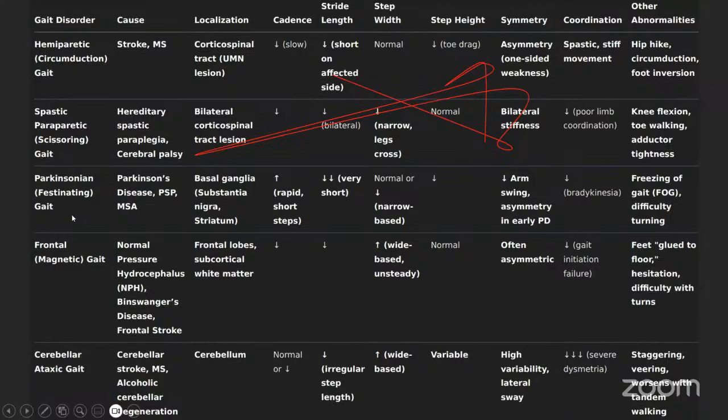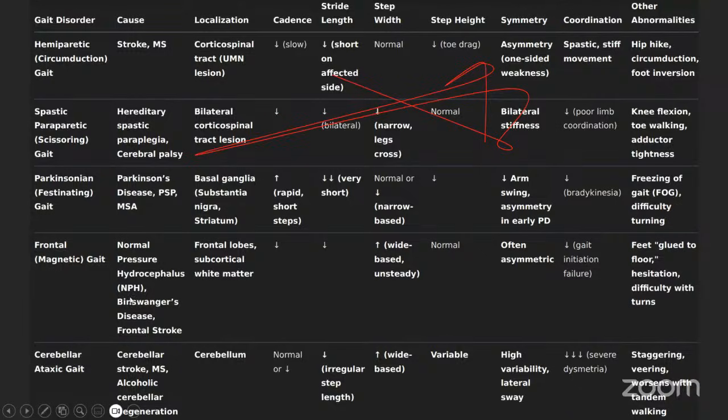In parkinsonian festinating gait, the causes are Parkinson's disease, PSP, and MSA. The affected localization is the basal ganglia, substantia nigra, and striatum. Cadence is increased with rapid short steps, stride length is reduced, very short, and step width will be normal or sometimes reduced. Step height is reduced, arm swing is reduced, and there is asymmetry in early Parkinson's disease. There will be bradykinesia, freezing of gait, and difficulty turning can also be seen.